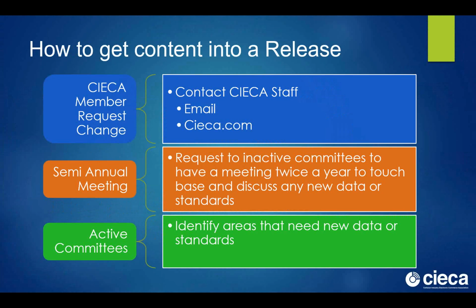Another way that we have to get content into our release is our semi-annual meetings. These meetings are usually scheduled around the end of our releases, and we request any updates from our current members and our chairs to see if we have anything that needs to go into the next release. Then another avenue is our active committees. When we're meeting weekly, monthly, or whatever the active committee schedules may be, we might identify areas that we need to add to the release. So those are all ways that we can get content into a release.